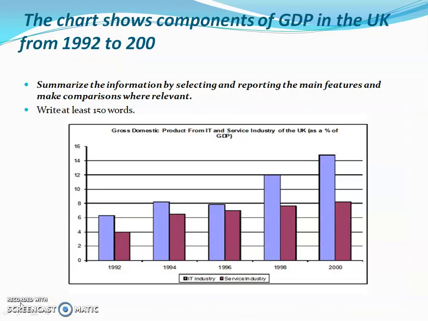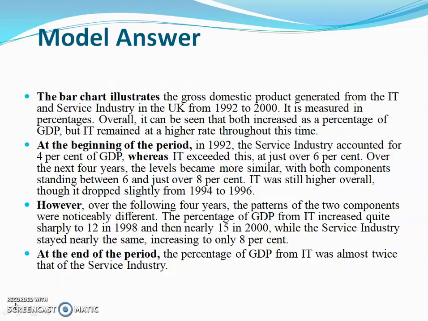I want to discuss with you one more sample question. The question is here. The chart shows components of gross domestic product in the UK from 1992 to 2000. Now you need to summarize the information by selecting and reporting the main features and make comparisons where relevant. Here is a model answer for the previous question.